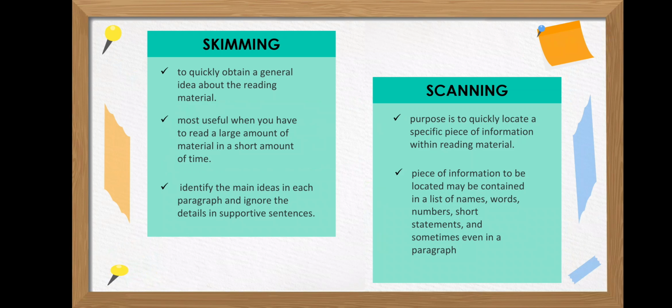Skimming is a type of reading which is to quickly obtain a general idea about the reading material. So just the general idea, not everything. It is most useful when you have to read a large amount of material in a short amount of time. And when you skim, you have to identify the main ideas in each paragraph and ignore the details in supportive sentences.